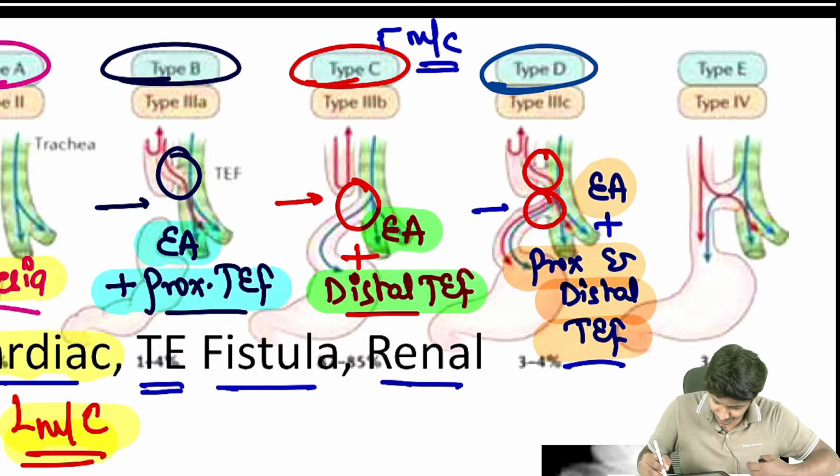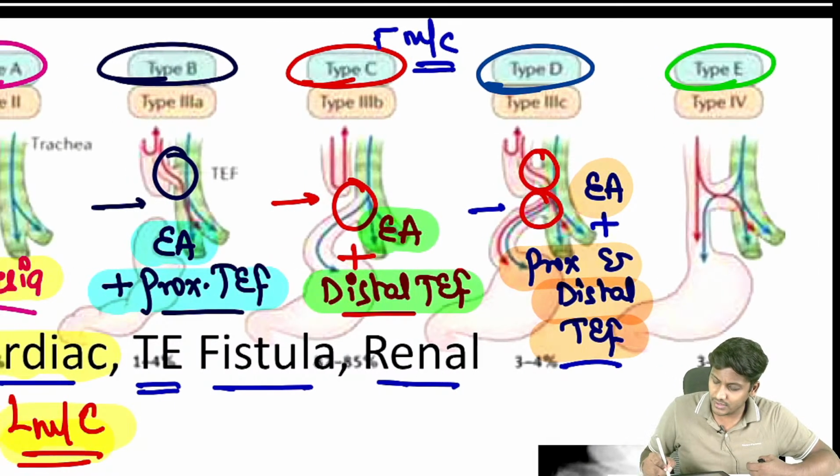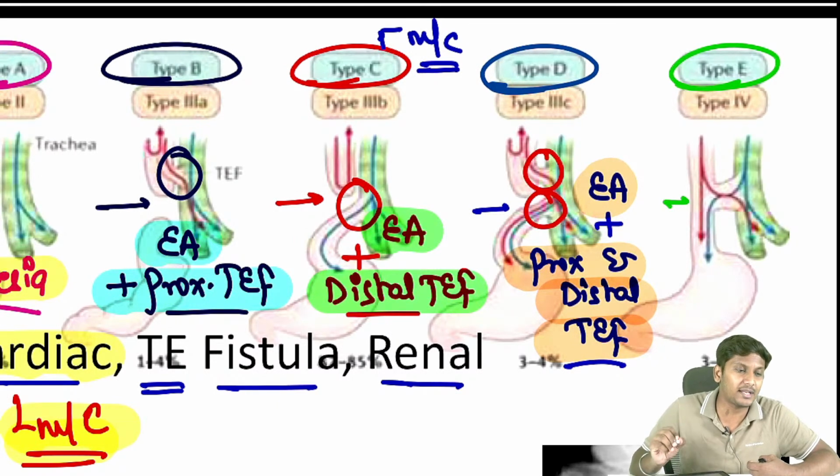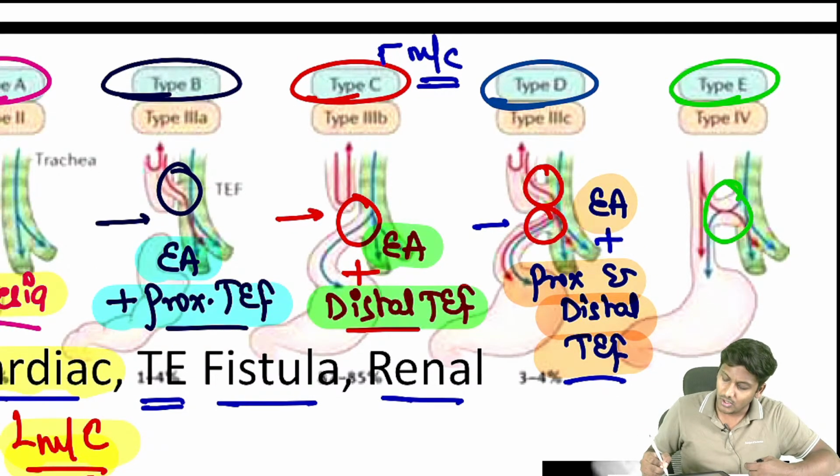And last is type E. Type E, children, please remember this type E. Here can you see the complete esophagus is present. So is there any esophageal atresia? No. The complete esophagus is present. There is no esophageal atresia. Only what is there? Only a tracheoesophageal fistula is present.